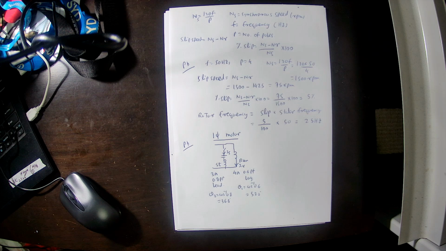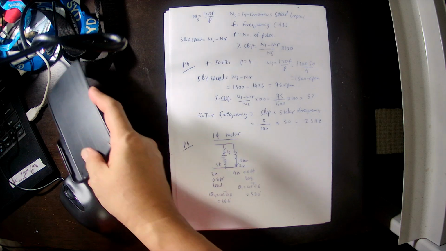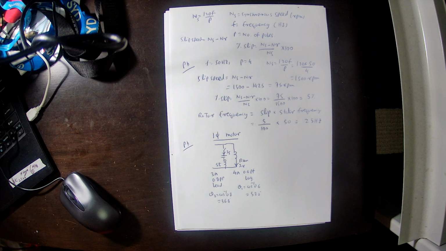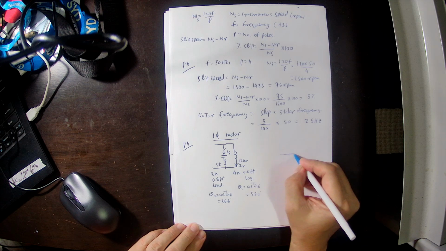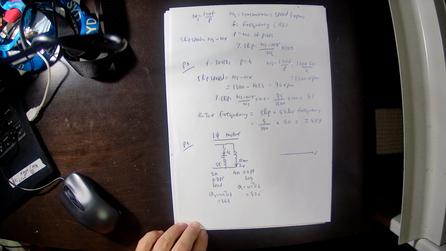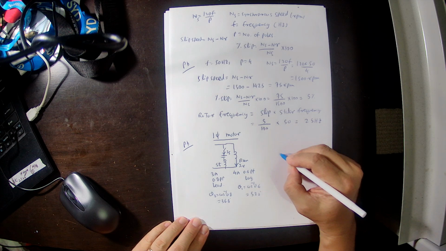After we get these values, we can draw the phasor diagram. So how do we draw the phasor diagram? We plot the horizontal voltage here. And the starting winding takes 3 ampere at 0.8 power factor leading, so this is 3 ampere.